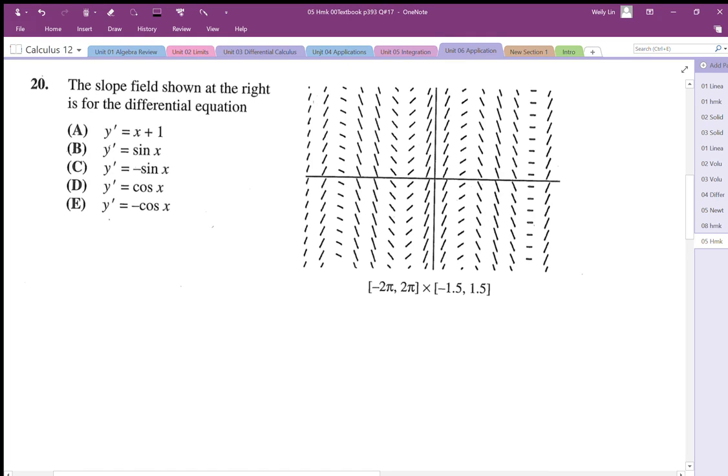If it's negative sine, that would be a positive cosine graph. Again, if I draw my positive cosine in, the slopes at x equals 0 don't seem to match. Even if I move this up and down, it doesn't seem to have a good match with that graph.